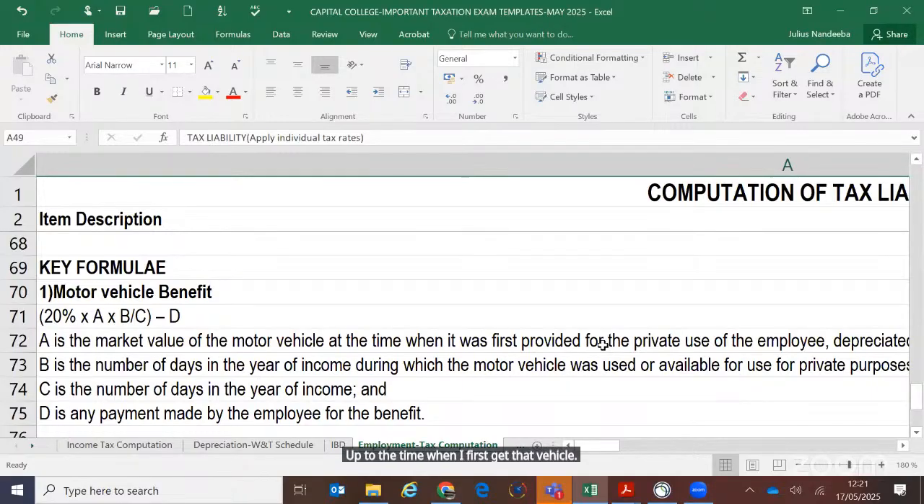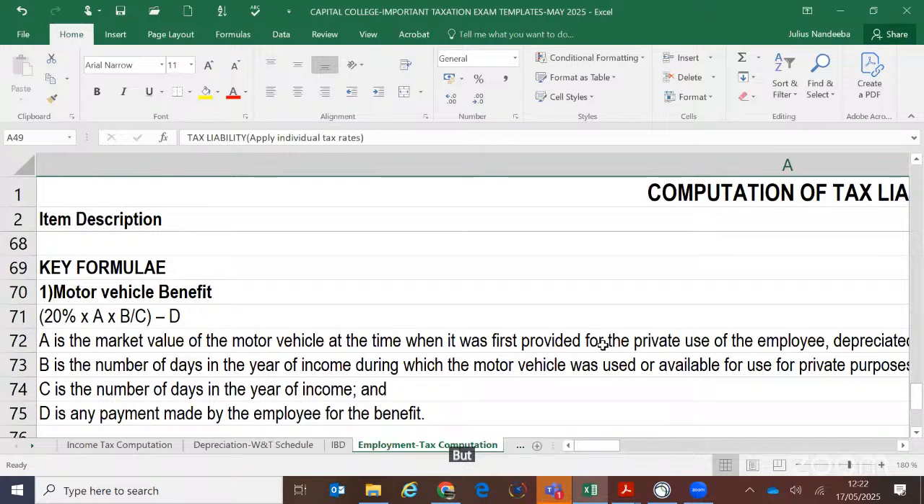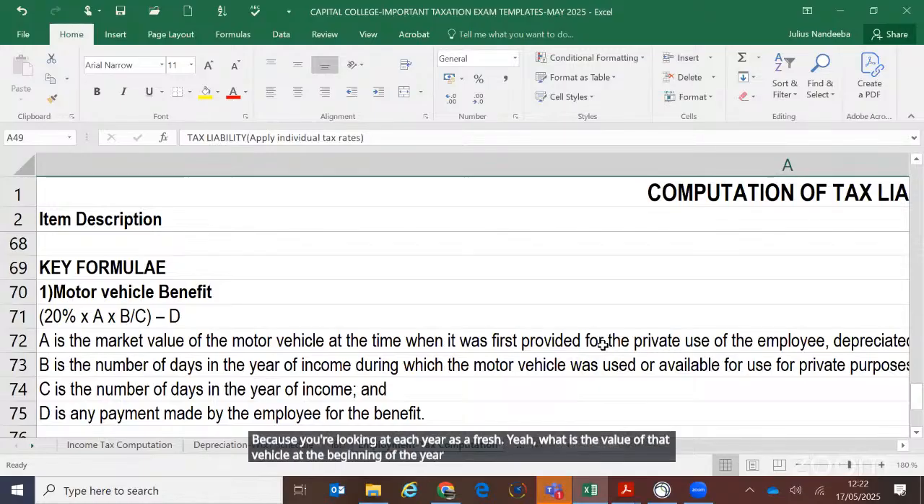So if someone else has used it for 2 years, I depreciate it for 2. Even if it is me who has been using it for 2 years, I must also depreciate it for 2. But you depreciate it until the first day of the year that you're dealing with. You don't depreciate it to the end of the year, because you're looking at each year as a fresh year. What is the value of that vehicle at the beginning of the year that you're dealing with?